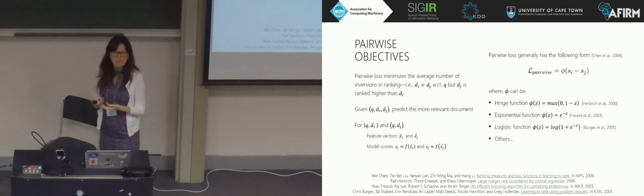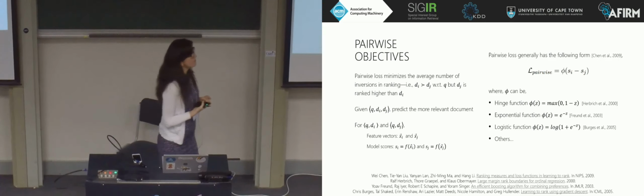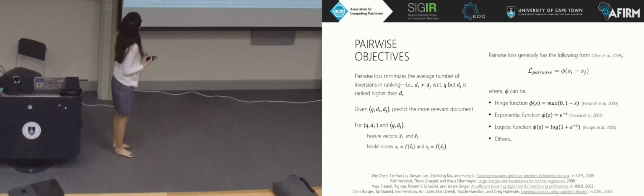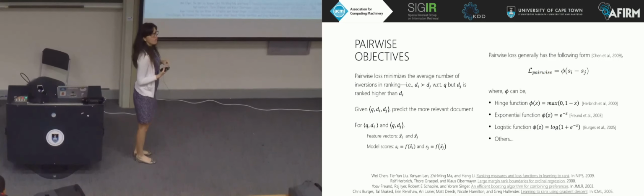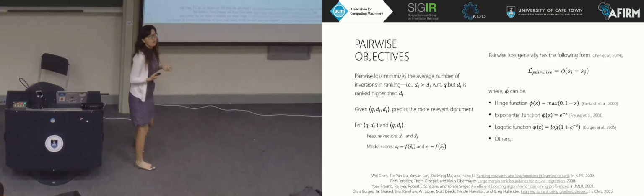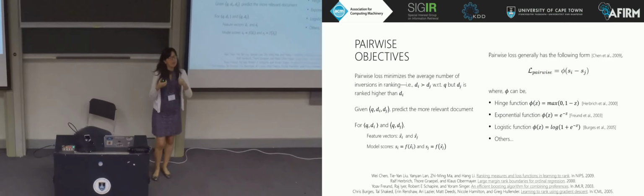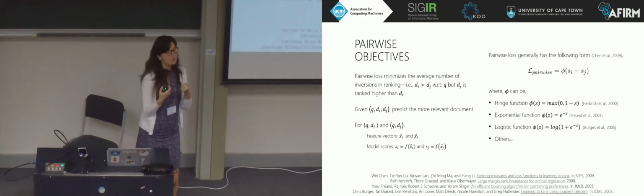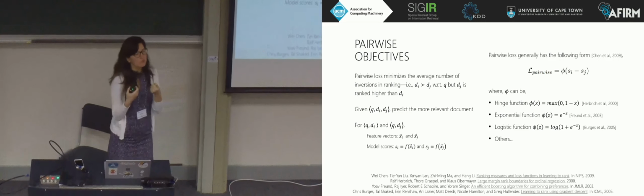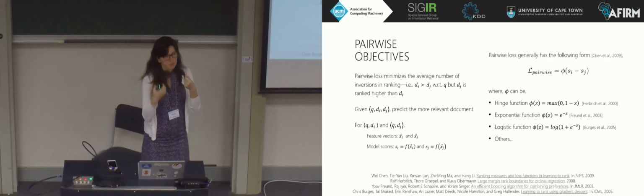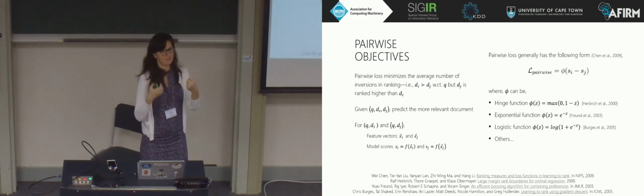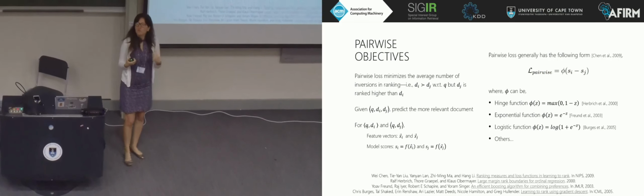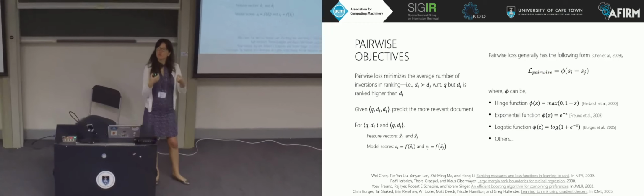Therefore, people have proposed using pairwise objectives instead of these pointwise objectives, where the goal in this case would be to minimize the average number of inversions in the ranking. What we mean by that is, let's say you have a pair of items, di and dj, for which you have relevance labels. Based on these labels, you know that document i should be ranked above document j, because i is relevant, j is non-relevant.